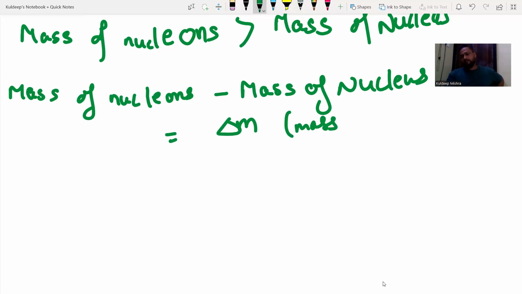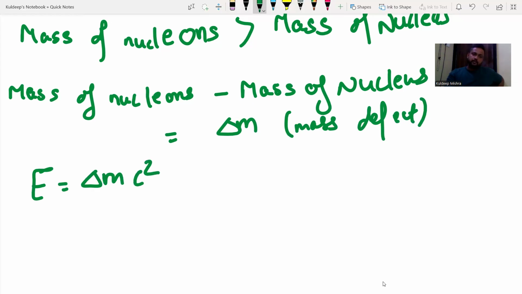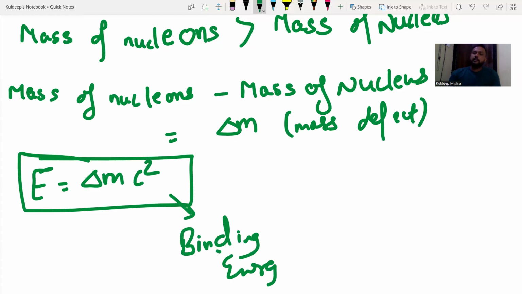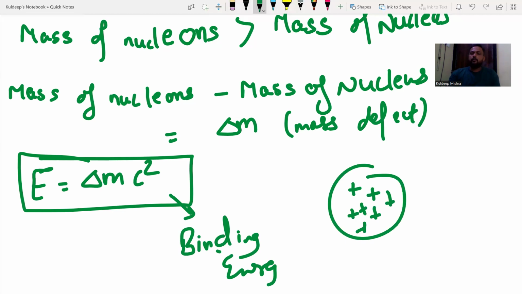And this mass defect turns into binding energy. E is equal to delta m c square, Einstein's equation. And this is the binding energy which holds the nucleus together. See, in the nucleus, you have positively charged protons. They should all repel each other and the nucleus should just fall apart. But this binding energy is holding all of them together.